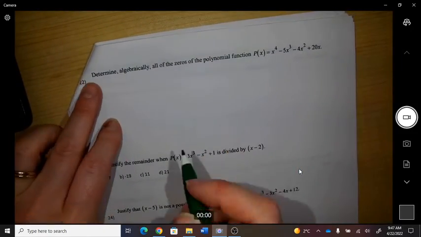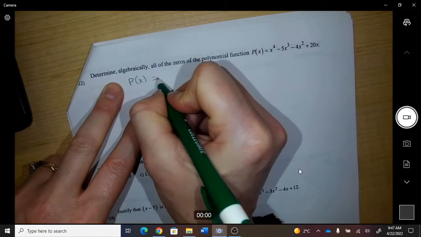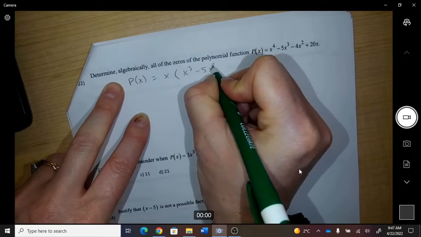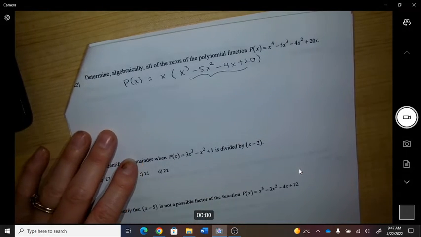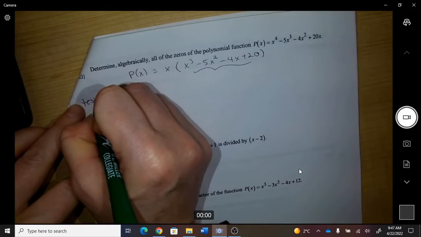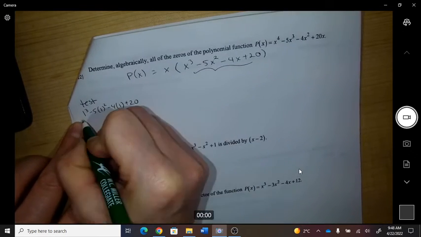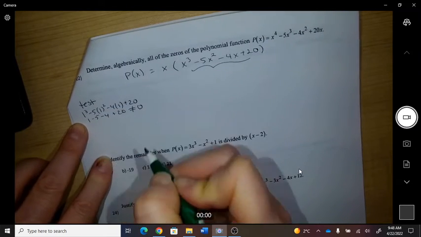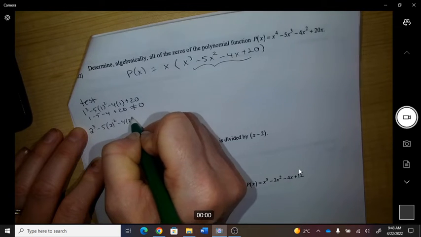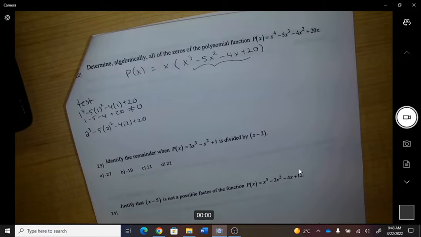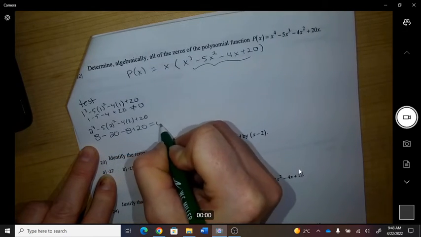Determine algebraically all the zeros. Okay, so right away I actually can factor out a GCF. So I'm going to go x bracket, x cubed, take out an x. Now I'm just going to be looking at that piece and trying to break that down. So now I'm going to test 1. 1 minus 5 minus 4 plus 20, that does not equal 0. I'm going to test 2, so 2 cubed, okay, so we get 8 minus 20 minus 8 plus 20, that would make 0.